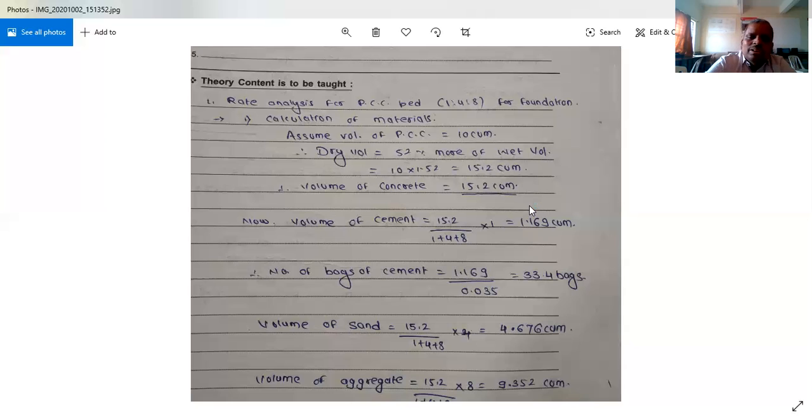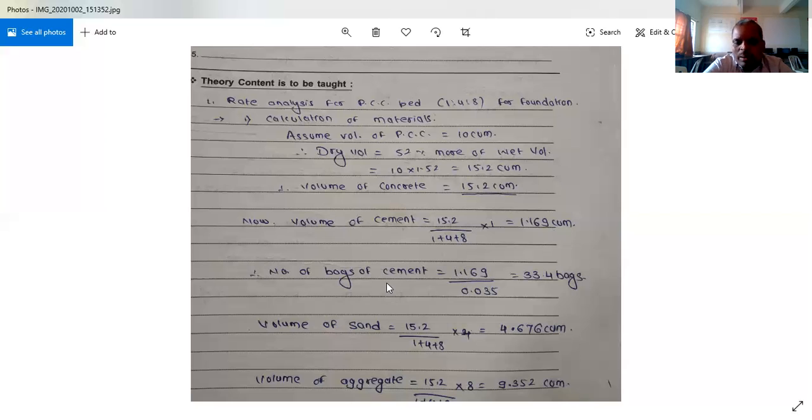Now how to calculate the actual volume of cement? Here, volume of cement is equal to the total volume of dry concrete, that is 15.2, divided by the addition of proportion. So what is the addition of proportion? 1 plus 4 plus 8, multiplied by the proportion of cement. It is 1. So it will be 1.169 cubic meter. So we'll get the volume of the cement in cubic meter.